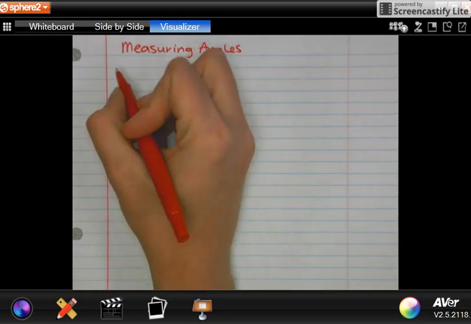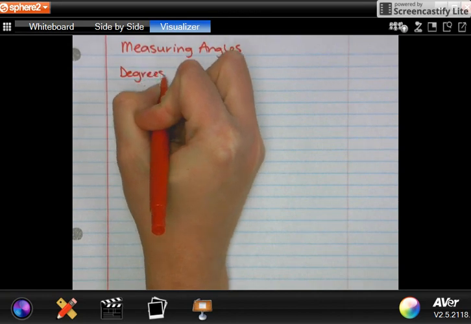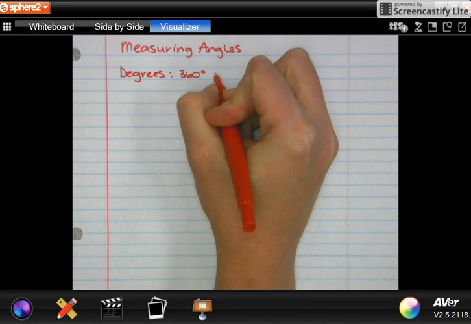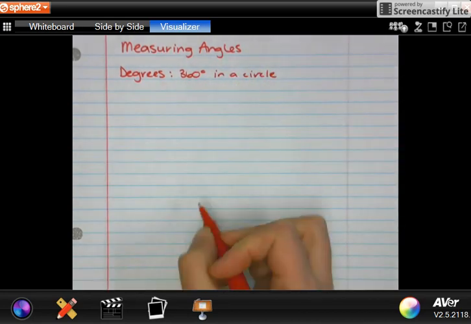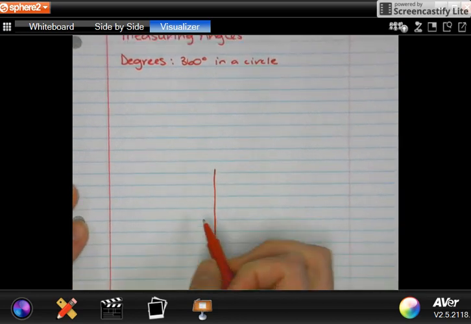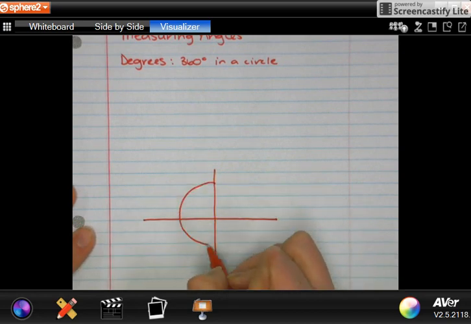So when we measure angles, typically you had been measuring in degrees. And what we know about degrees is that there are 360 of them in a circle. So what you can do is imagine a circle over top of, like, a coordinate plane.